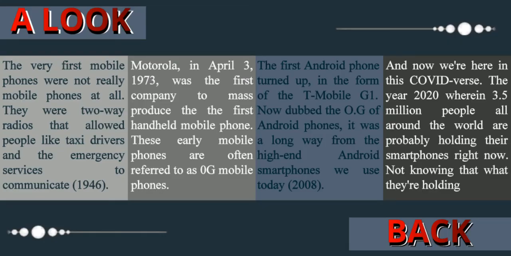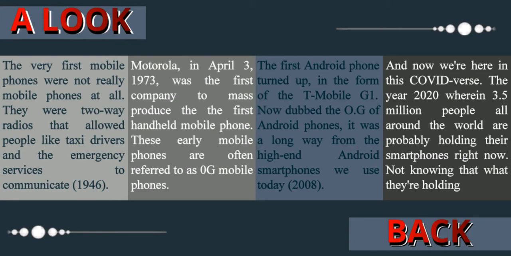Let us first step back and honor the ones before us by taking a look back at brief information regarding the history of smartphones. So the very first mobile phones, which were never really phones, were just radio devices during the latter half of the 1940s, and these were used by the likes of taxi drivers and emergency services. Second, in April of 1973, Motorola successfully achieved mass production of handheld mobile phones. These phones are referred today as 0G phones in contrast to our 4G and 5G devices of today. Third, we have the 2008 invention of the T-Mobile G1, which was the very first Android phone, making it the OG of all Android phones.